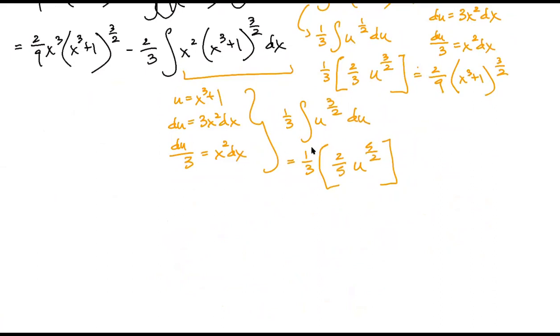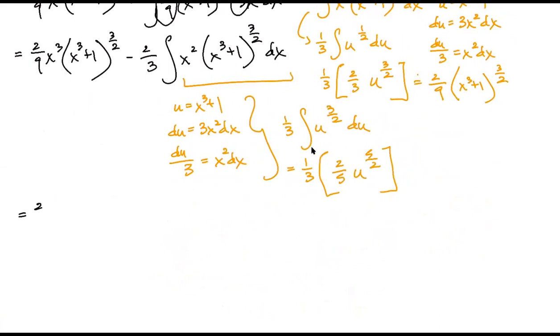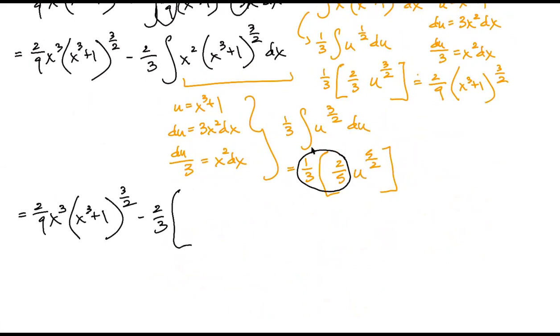So let's see, where were we? Okay, so we've got our 2/9 x to the third, x cubed plus 1 to the 3/2 minus 2/3. I'm going to set up a bracket because I have a lot of stuff to put in there. This is going to give me 2/15. I multiply straight across. My u is x cubed plus 1, and I'm going to raise that to the 5/2 power because it's u to the 5/2. And now that I'm all done with my integration, I can put a plus c at the end.